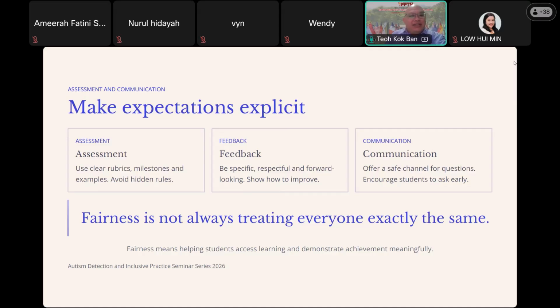And the second principle is feedback. Feedback should be very specific and respectful. We don't just scold the students while providing feedback. We try to understand why they do not understand what we say, and be forward-looking. Not only this is weak, but this part needs stronger evidence, and here is what we can do to improve it. So we give feedback while providing motivation.